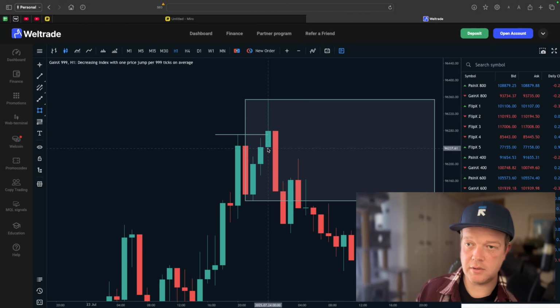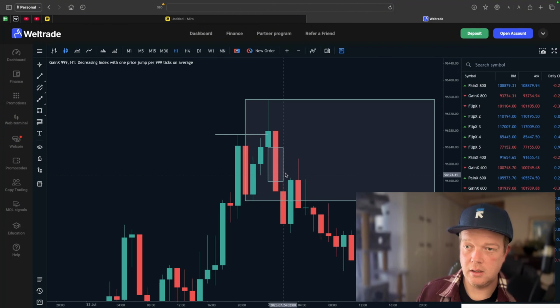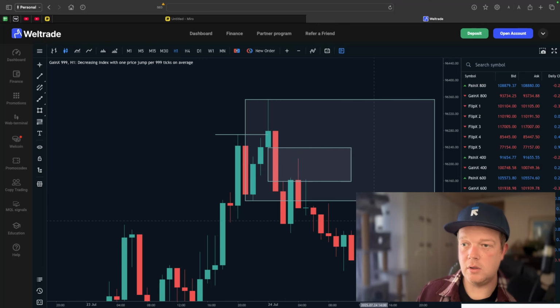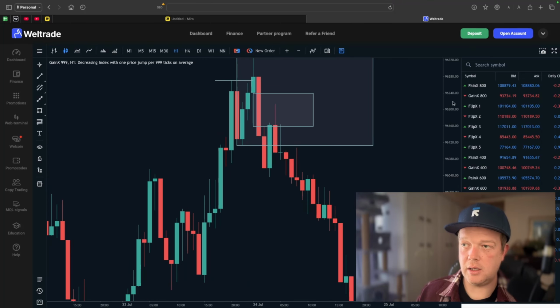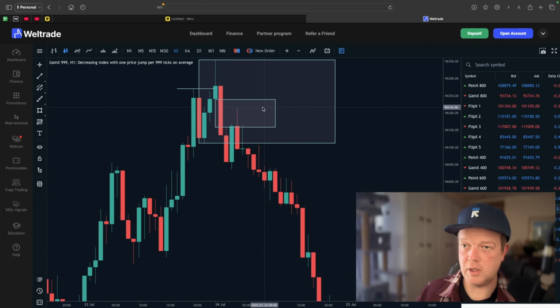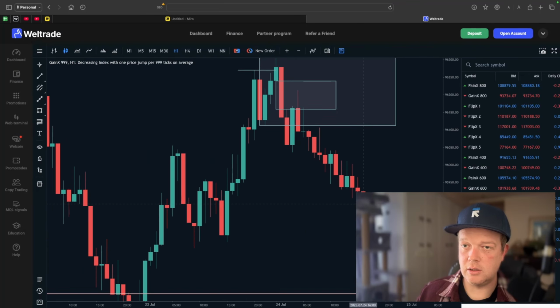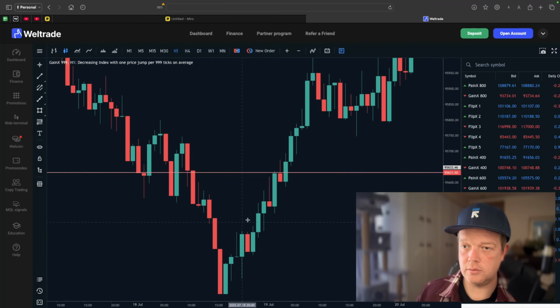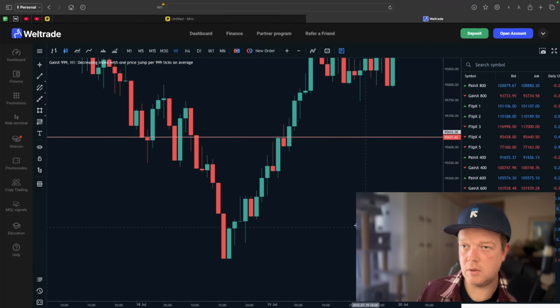Plus, inside of this order block, we had a fair value gap. We got our entry, and then as you can see, price just went down. Let's look at another example so you can just understand what I mean.